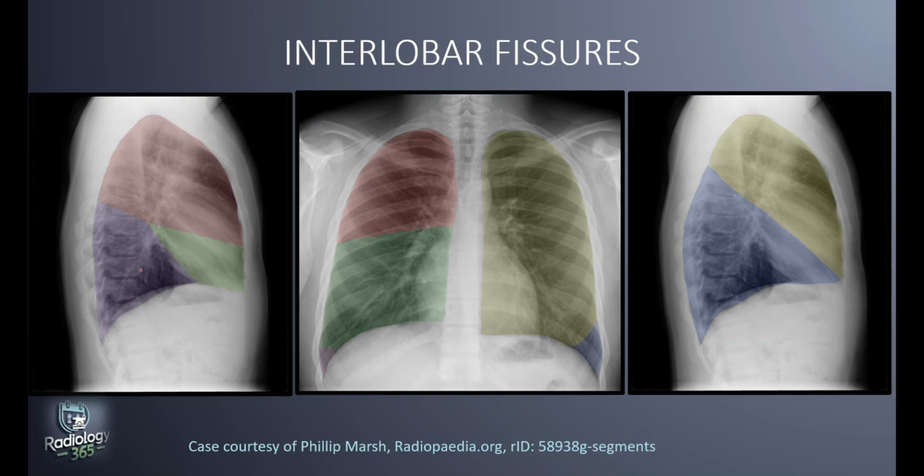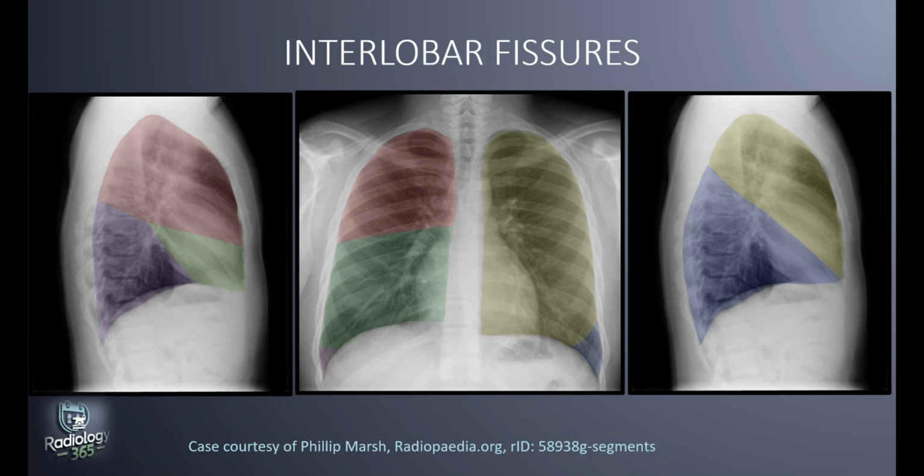Then the next thing we'll talk about is the interlobar fissures. The minor fissure, or the horizontal fissure, separates the right upper lobe from the middle lobe. And then the major fissure, or the oblique fissure, is separating the middle lobe from the lower lobe.